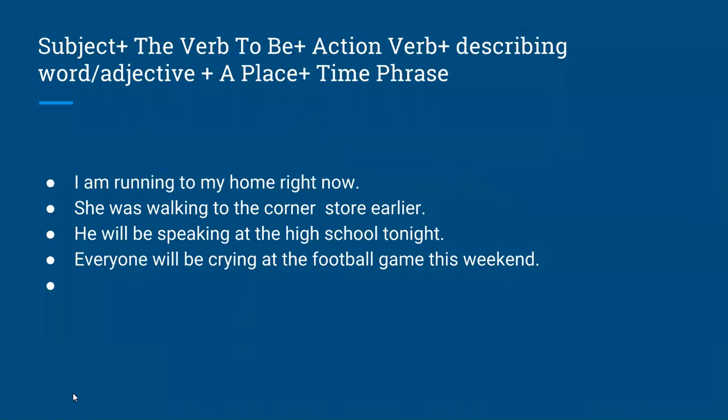Let's move on. So now we're going to describe the noun. So we just described the verb, and our describing word, our adverb, goes after the verb. When you describe nouns, it goes before. Blue car, cold coffee, loud TV. So your describing word goes before, so it's the opposite. So our sentence pattern is subject plus the verb to be plus an action verb plus a describing word or an adjective plus a place plus a time.